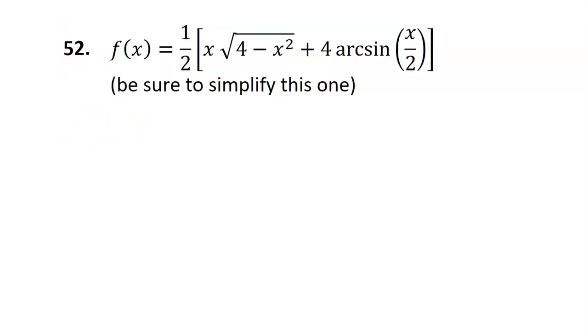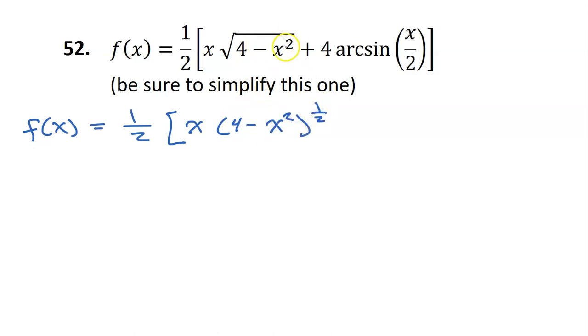For number 52, there's a lot going on, so let's break it down piece by piece. I'm going to start by rewriting the function a little bit. So I have 1/2 times x, and here's the first rewrite. I'm going to write this as 4 minus x squared to the 1/2 power instead of using the root. And I will do one more minor alteration.